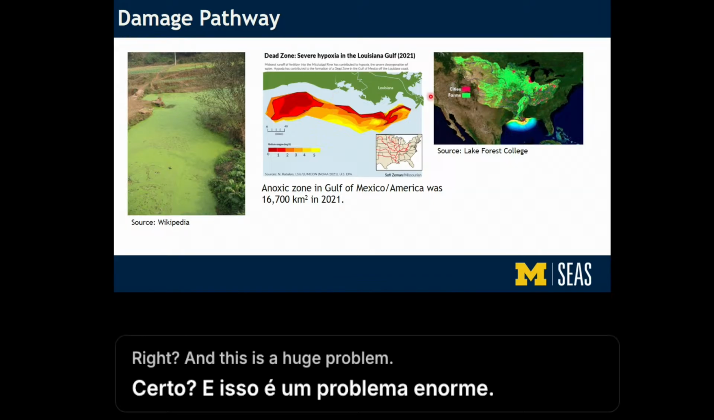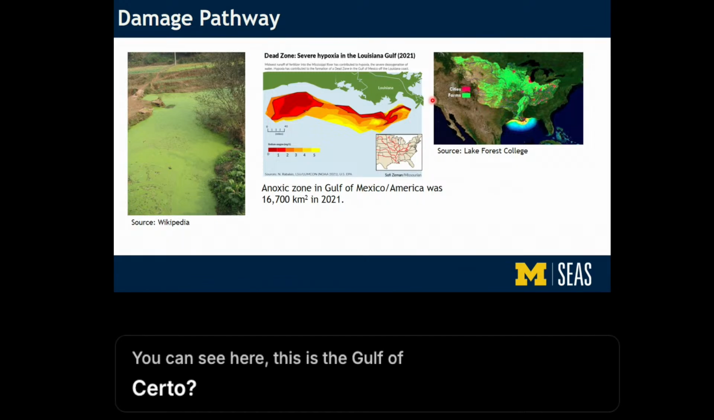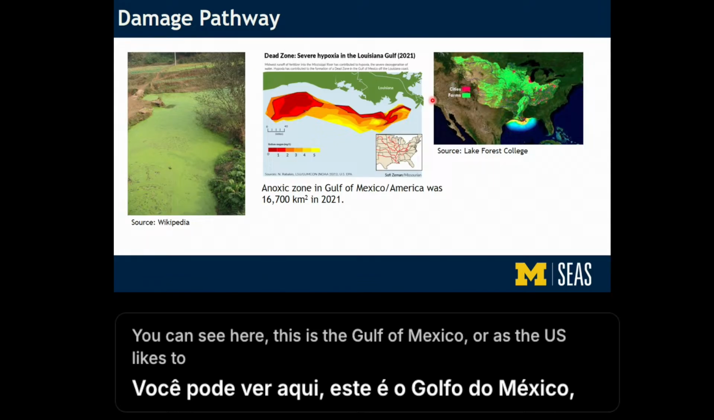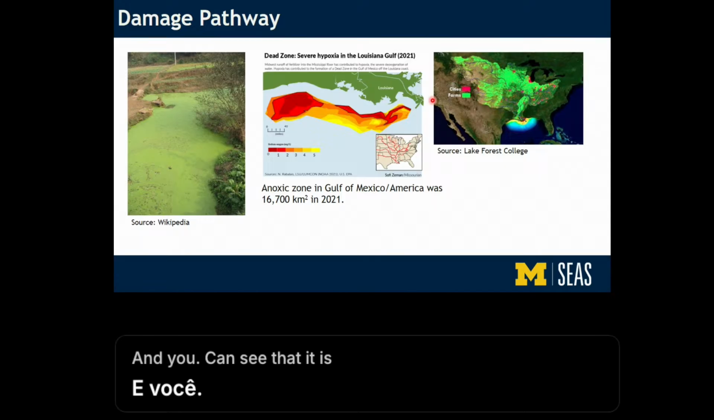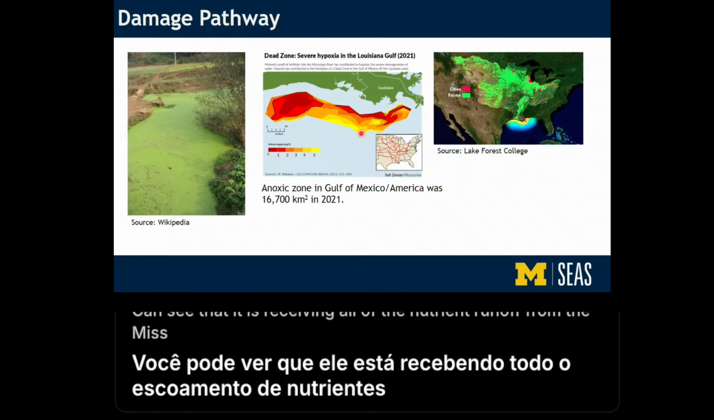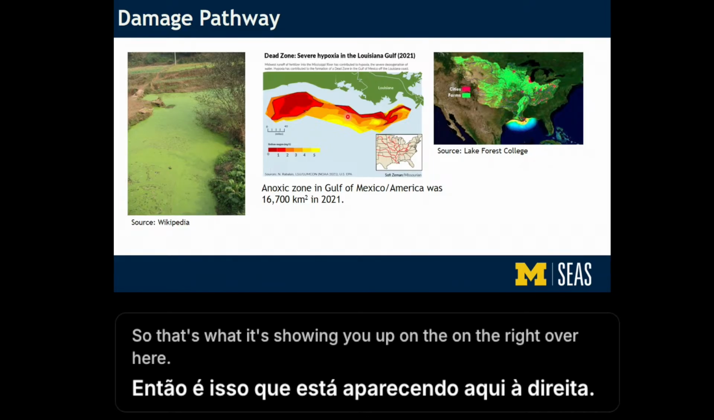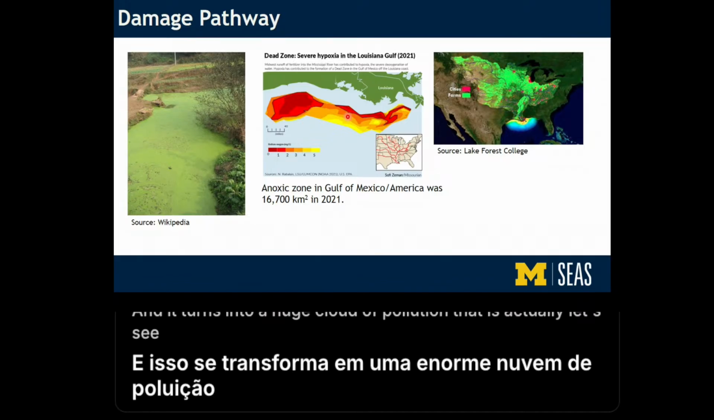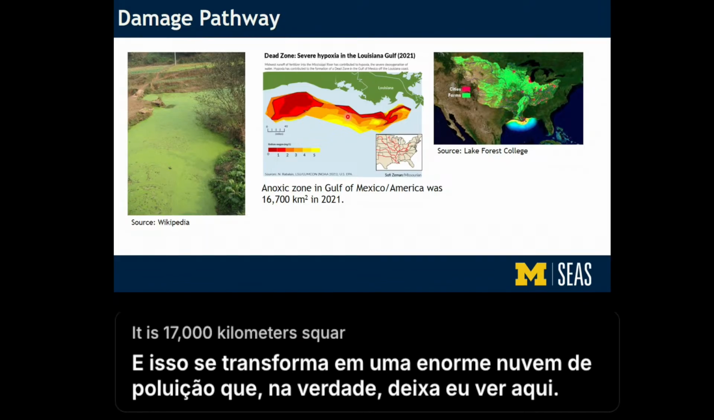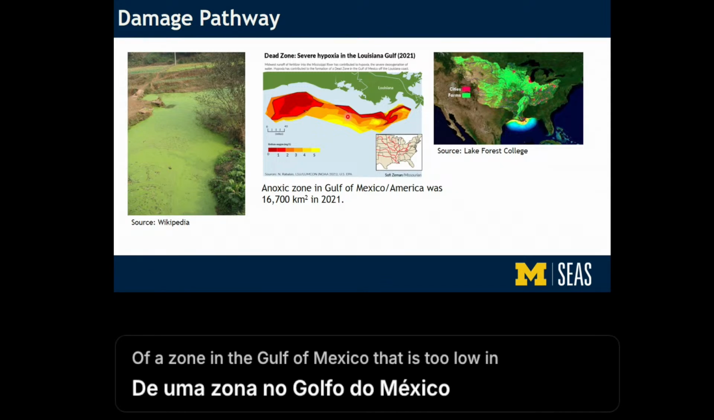You can see here, this is the Gulf of Mexico, or as the US likes to say, the Gulf of America. And you can see that it is receiving all of the nutrient runoff from the Mississippi River. So that's what it's showing you up on the right over here. And it turns into a huge cloud of pollution that is actually, let's see here, it is 17,000 kilometers squared of a zone in the Gulf of Mexico that is too low in oxygen for fish to survive for large portions of the year, right?